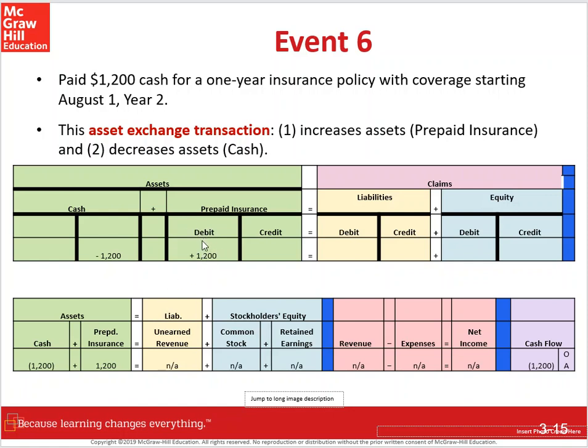So debit prepaid insurance, credit cash, and then in accounting equation format, we can see this is an asset exchange, with cash going down, prepaid insurance going up, and it's OA. Whether we pay our insurance early, on time, or after the fact, or our rent or our advertising or whatever prepaids we might have, the timing of when we pay it doesn't change the nature of the cash flow. Insurance expense is going to be an operating activity. So here we're paying it in advance and it's still OA.